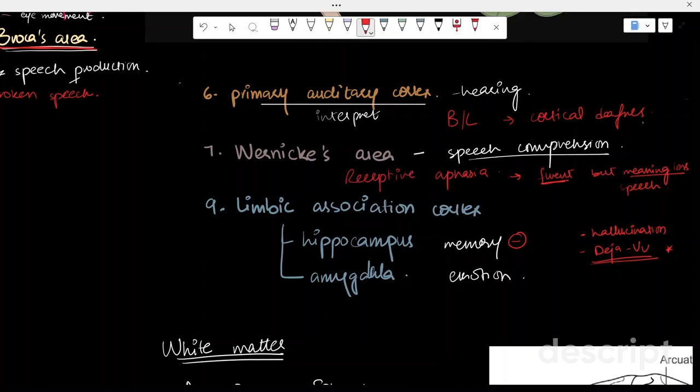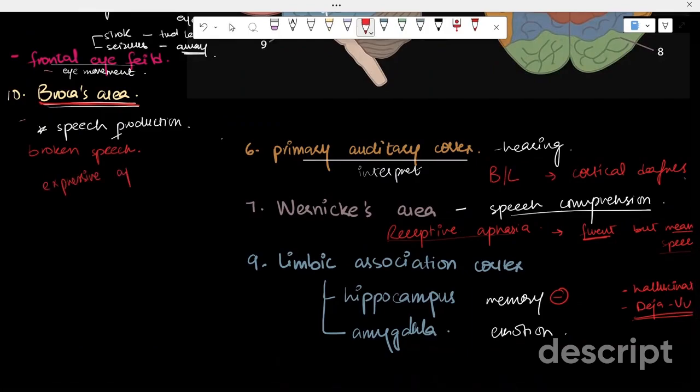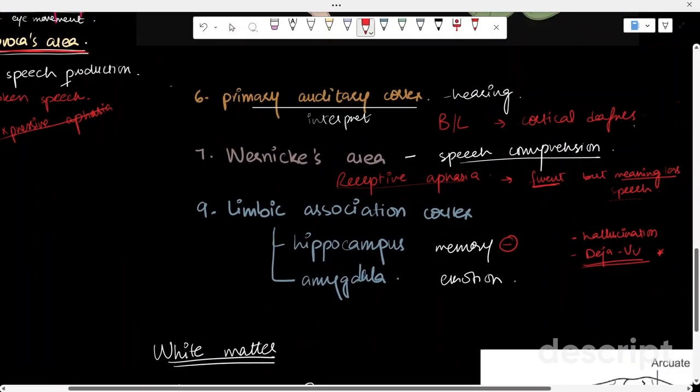The person is not able to comprehend speech, that is, to receive the speech. So in receptive aphasia, he or she produces a fluent but meaningless speech. Again, this one was expressive aphasia, as the person is unable to express speech and has a broken speech. The lesion in Broca's area leads to expressive aphasia, and the lesion in Wernicke's area leads to receptive aphasia.